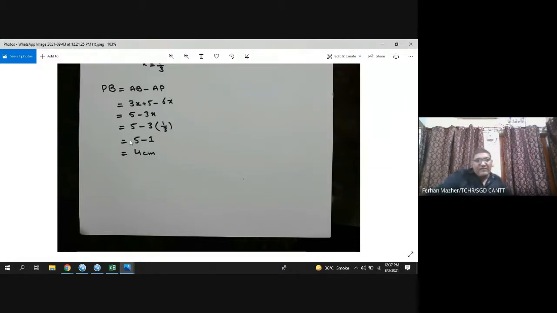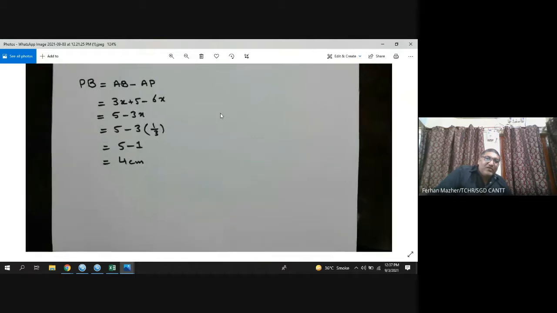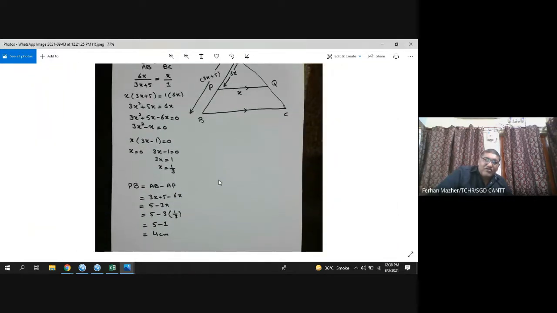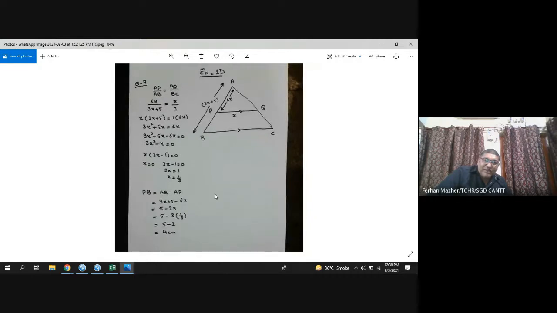Now you see 5 will remain as 5. When 3 multiplies with 1 by 3, 3 and 3 will be cancelled. You will have minus 1. So 5 minus 1 is 4 centimeter. So the value of PB is 4 centimeter. This was the main question they asked you. So now the whole question is showing up on your screen. You can do this in your copy. I hope that you have understood this.